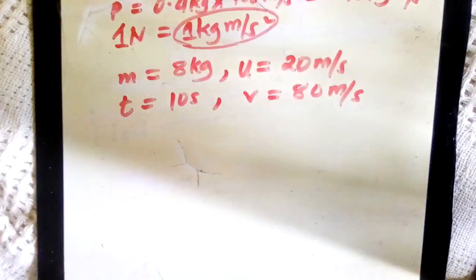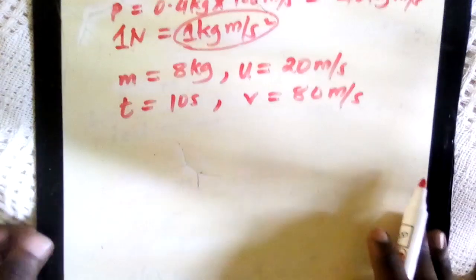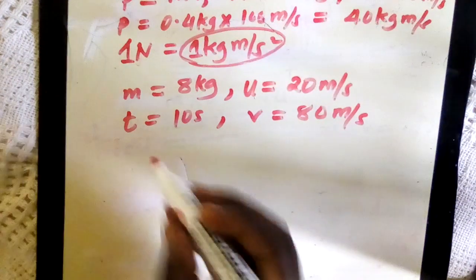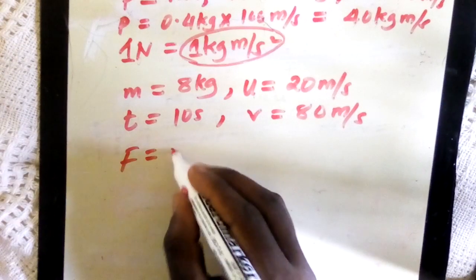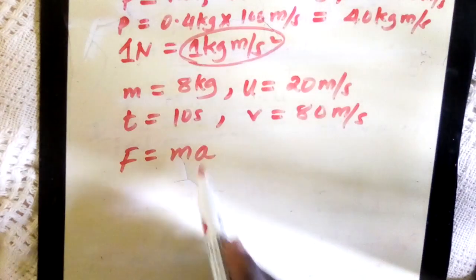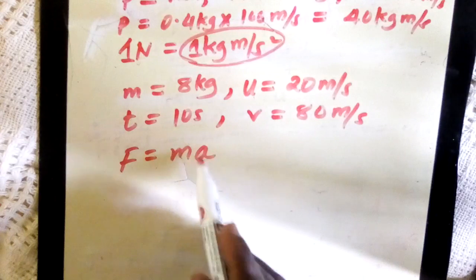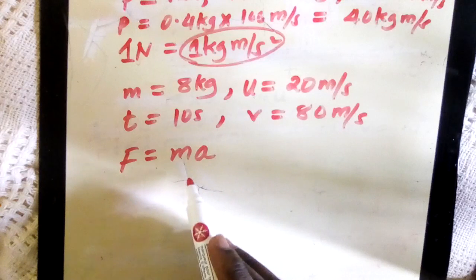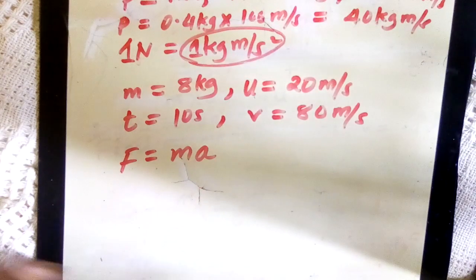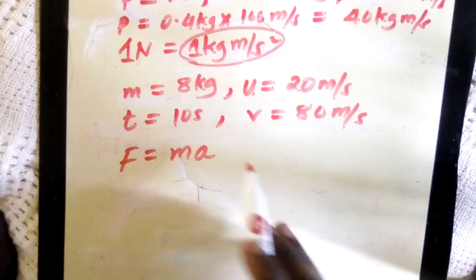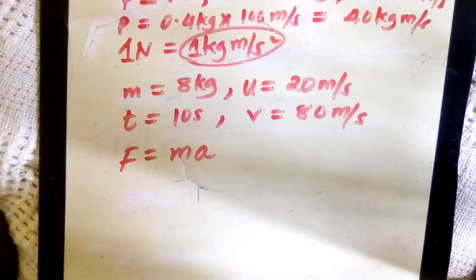Alright, now using our formula which we just basically derived, we see that F equals mass times the acceleration. But looking at the data we have, the value of the acceleration we don't have, but we can manipulate this formula and find the acceleration, and finally get the force needed to accelerate the bicycle of mass 8 kilograms from 20 meters per second to 80 meters per second.